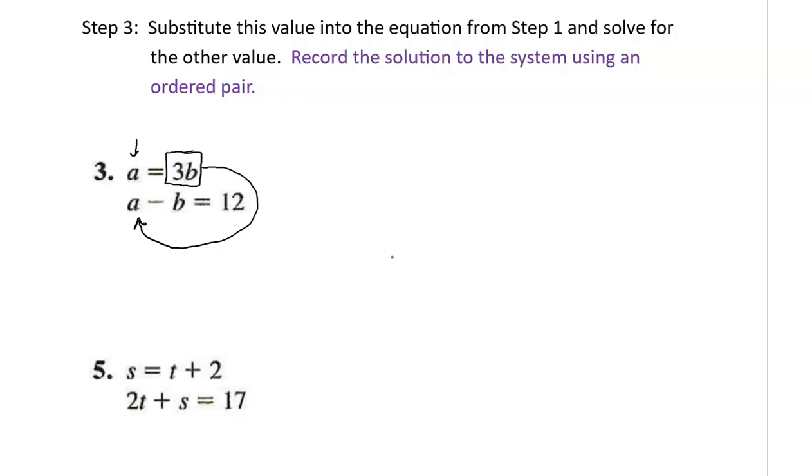Now write down what is created when you replace the letter a with 3b. It makes 3b minus b is equal to 12. Now solve this. This is 2b is equal to 12, so b is equal to 6. That was step 2.